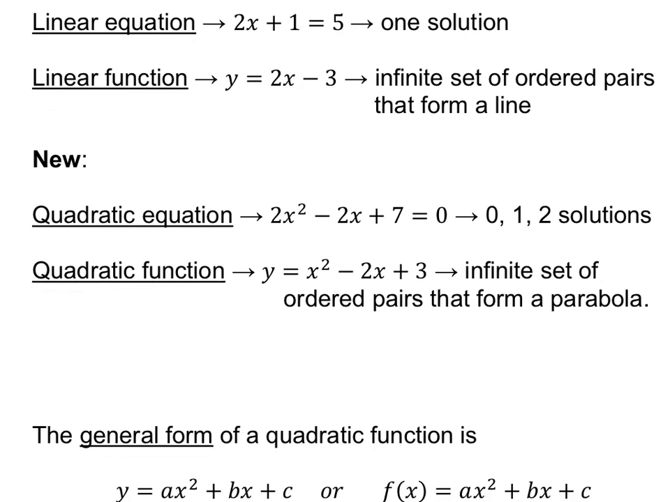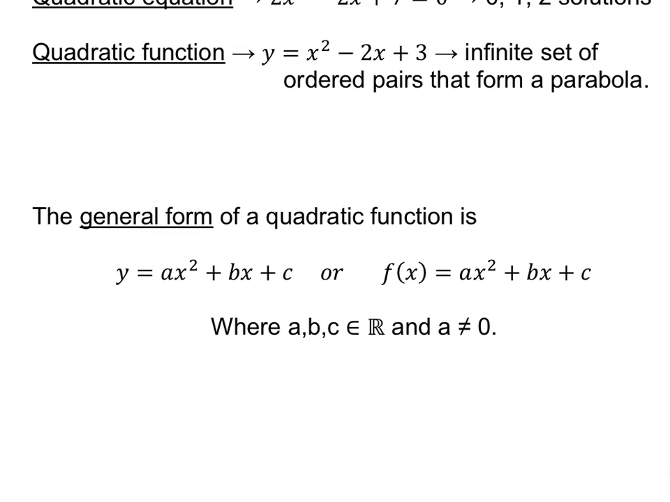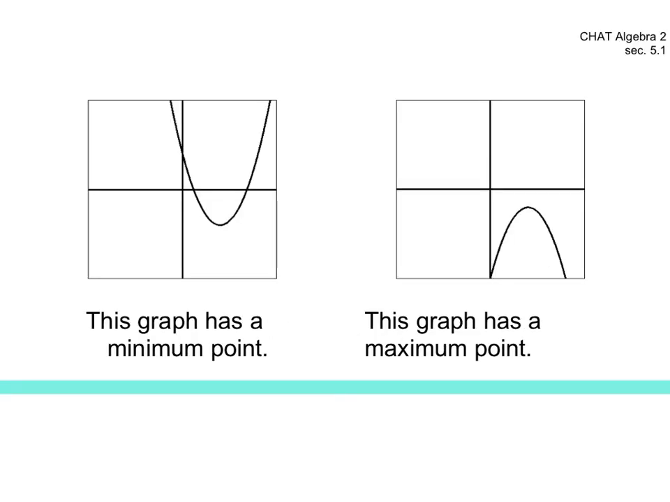So the general form of a quadratic function is y equals ax squared plus bx plus c, or in function notation, you would have an f of x there. But what's important is a, b, and c are real numbers, and a can't be 0, because if a is 0, the squared term drops out, and then we're back to a linear function. Quadratic functions either have a minimum point or a maximum point. If the graph opens up, this point right here would be the minimum point. If it opens downward, then this point would be the maximum point.